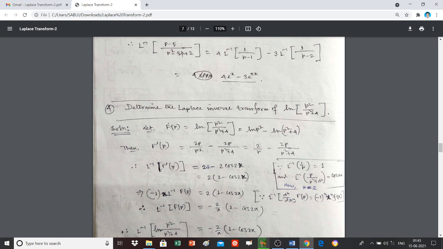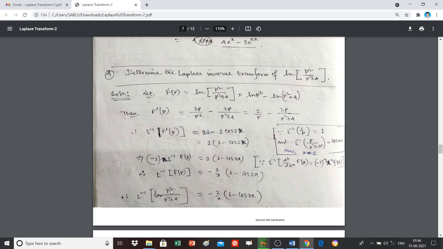So just use this property: L inverse of d^n/dp^n F(p) is equal to minus 1 to the power n, x^n f(x). In our present case n is equal to 1, so minus 1 is here. Then x to the power 1, that means x is here, and then there should be f(x), and you know that f(x) is nothing but L inverse of F(p). That is equal to 1 minus cos 2x. So from here L inverse of F(p) is equal to minus 2 by x, times 1 minus cos 2x.